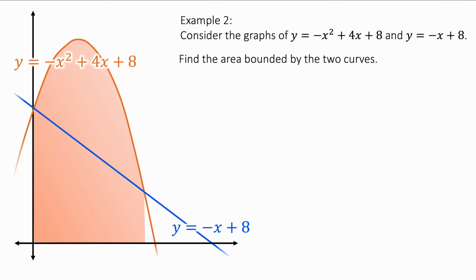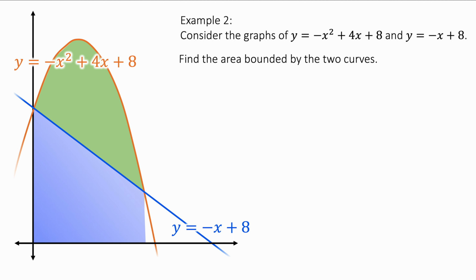So we've got y equals -x squared plus 4x plus 8 and y equals -x plus 8. The area under the first curve is this orange area. The area under the second curve, or straight line, whatever you prefer, is the blue area here. And the area bounded by the two of them is this green area here.